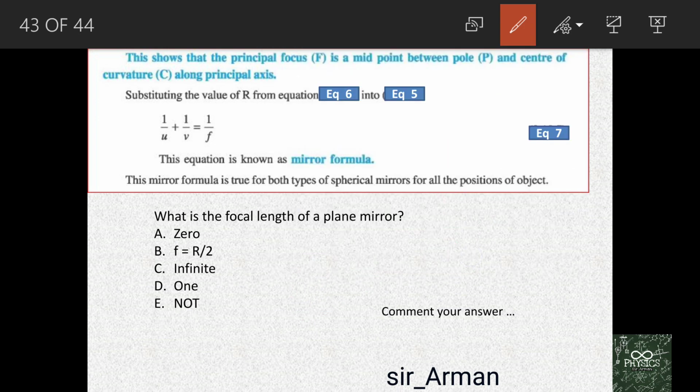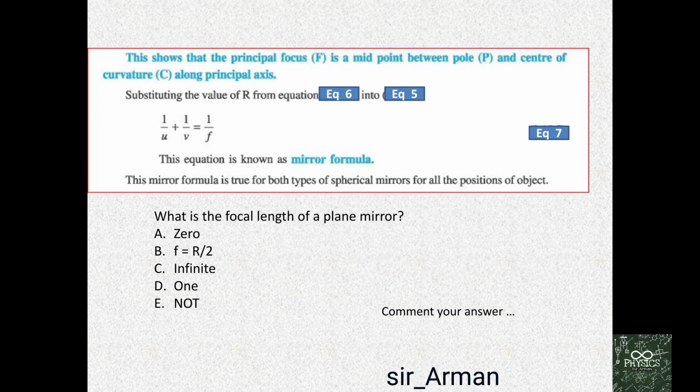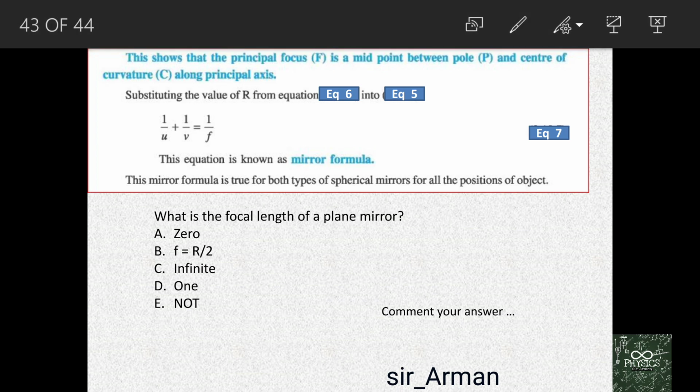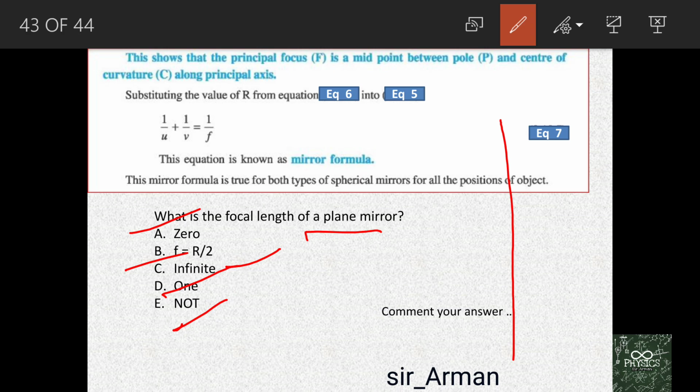Now here I have a question for you. What is the focal length of a plane mirror? That is, this is a plane mirror. What is its focal length? 0, f is equal to r by 2, infinite, 1, or none of the above.